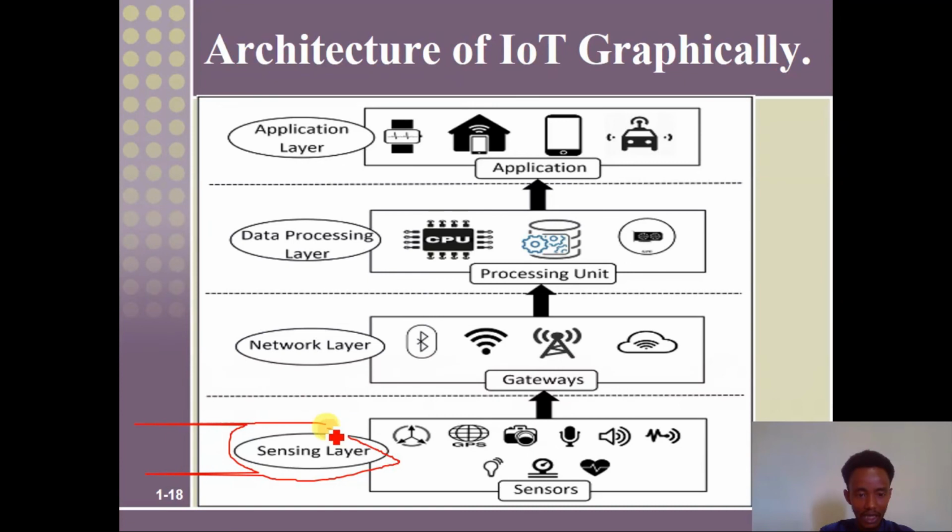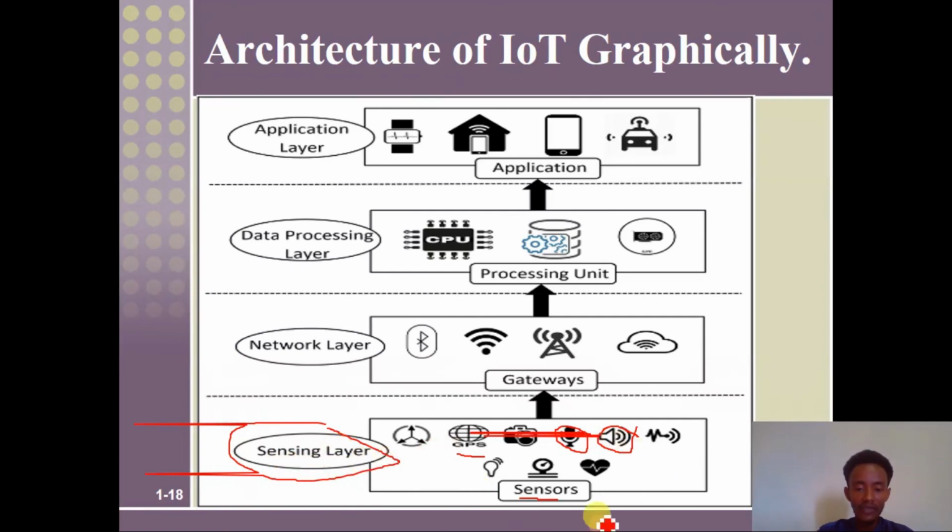In this sensing layer, we may have different sensors, guys. For example, GPS is one kind of sensor. This is also voice recognition. Different sensors are there. These different sensors are known as the sensing layer.